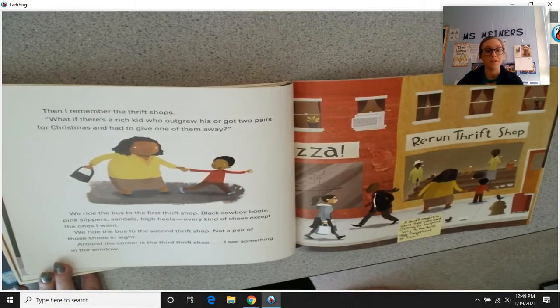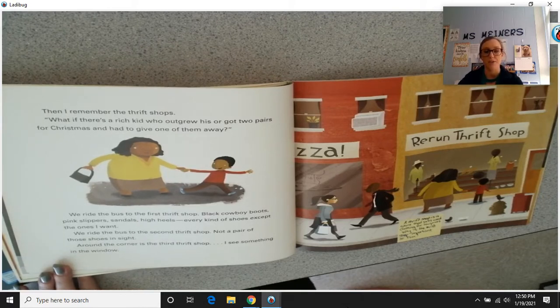Then I remember the thrift shops. What if there's a rich kid who outgrew his or got 2 pairs for Christmas and had to give one of them away? We ride the bus to the first thrift shop. Black cowboy boots, pink slippers, sandals, high heels. Every kind of shoes except the ones I want. We ride the bus to the second thrift shop. Not a pair of those shoes in sight. Around the corner is the third thrift shop. I see something in the window.